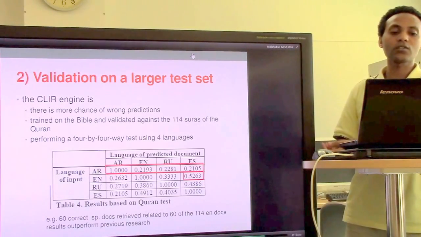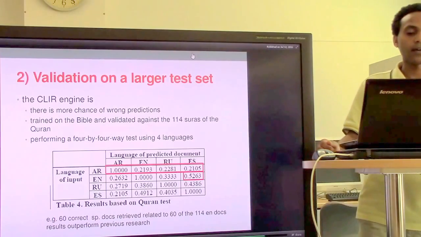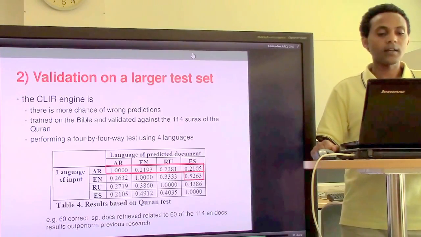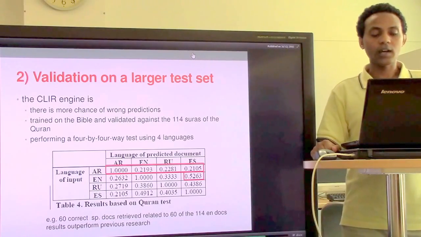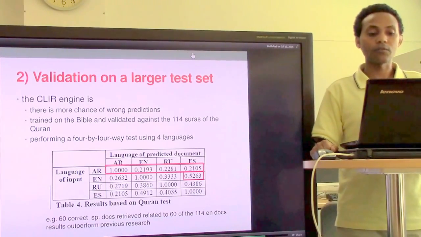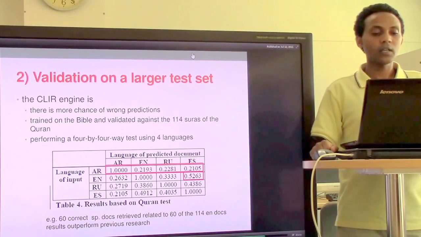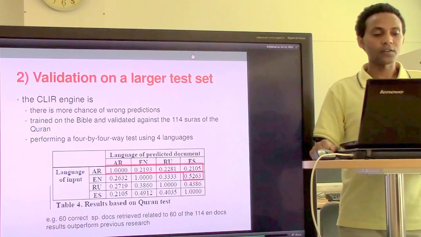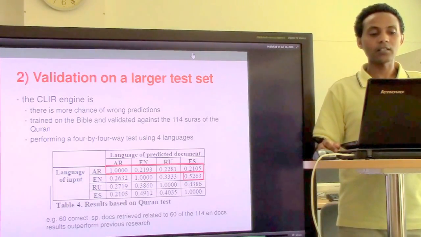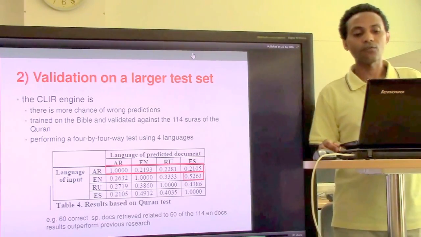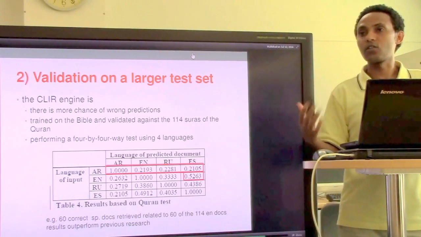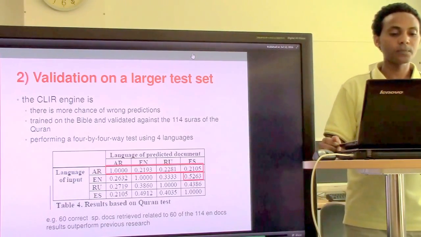The second validation is on a larger test set. So they trained on the Bible, and they validated on 144 surahs of the Quran. The Quran is the holy book of the Muslims. In this case, because there are larger test sets, there is more chance of making wrong predictions or retrieving documents which are not relevant to the queries.